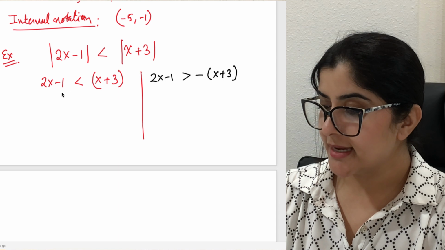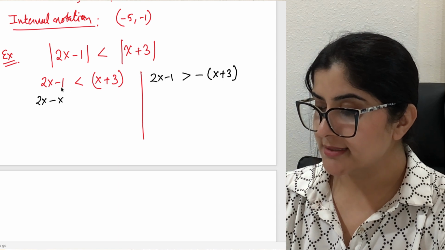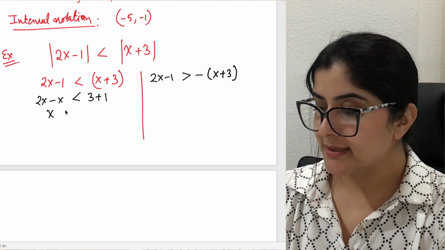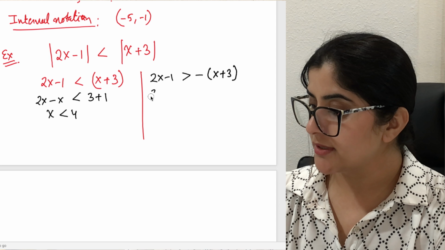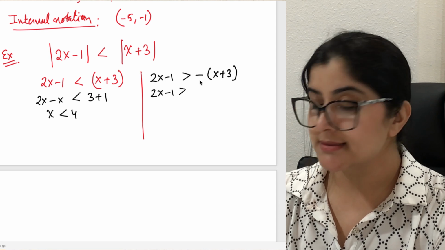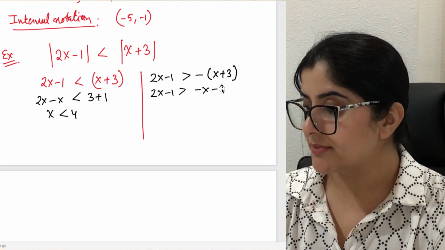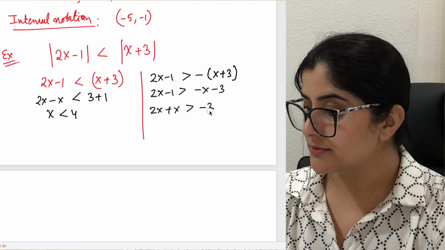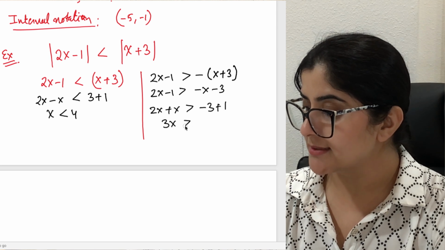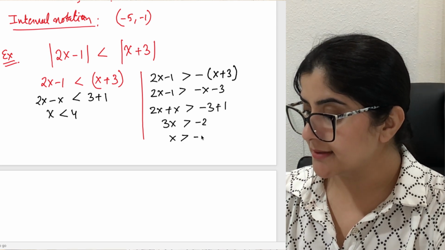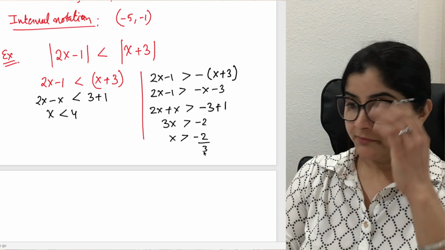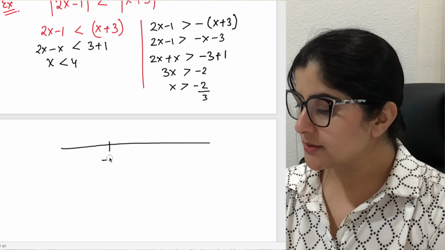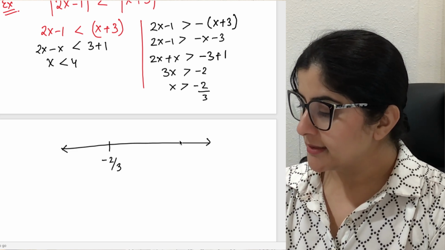So here we subtract x on both sides. We get 2x minus x, and we will add 1 to both sides. So x is less than 4. And from here, 2x minus 1 is greater than negative (x plus 3); this negative sign will distribute everywhere inside the bracket. So we will add x on both sides and add 1 on both sides. So we get 3x is greater than minus 2 and x is greater than minus 2 over 3. So now let's plot these solutions on a real number line. So this is minus 2 over 3 and this is 4.